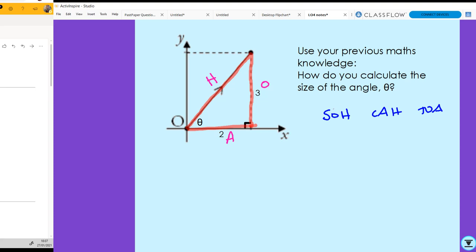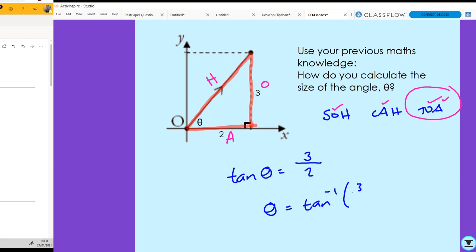We've got number 3 beside O, so we tick the O. We've got number 2 beside A, so we tick the A. 2 ticks means tan wins. So tan of our angle is opposite over adjacent. That was the y component over the x component. To work out an angle, what do we do to move tan to the other side?